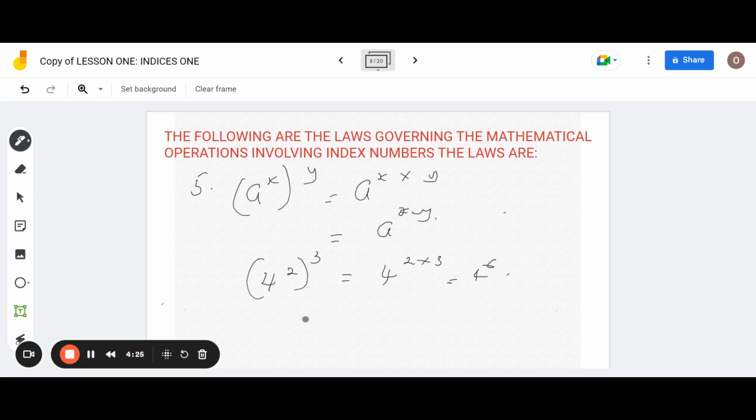Or we may have it this way. Let's say we have 3 raised to the power 2, all raised to the power of 2. This will give us 3 raised to the power 2 times 2, which is equal to 3 raised to the power 4. Now let's go to the sixth law of indices.